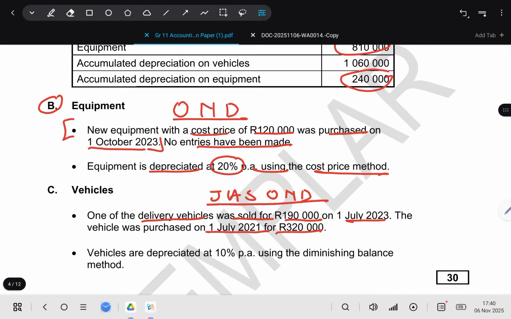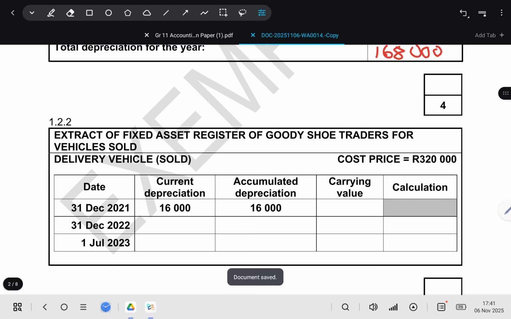Hence, if you take this 320,000, you multiply by 10 over 100. Remember, they are using the diminishing balance method. So you say 320,000 multiply by 10 divide by 100, and then multiply by 6 divide by 12. It will give you this 16,000 that we have here. So the carrying value at the end will be 320,000 minus 16,000, which gives us 304,000. Very important for us to make sure that we get this right.